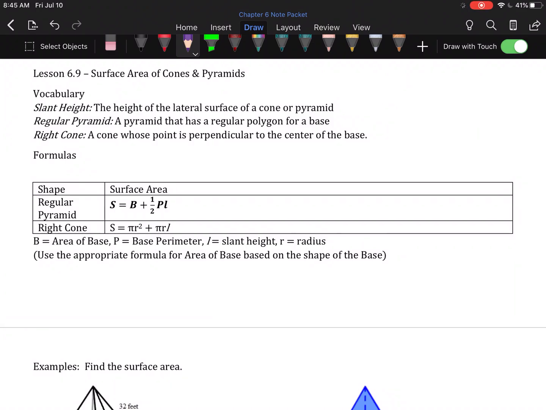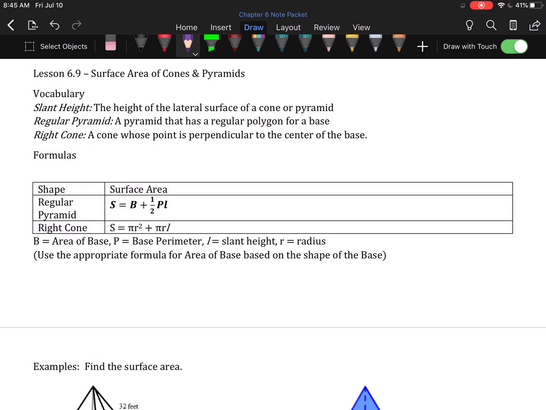Now we'll look at surface area for cones and pyramids. In this section, we need something called slant height, which is the height of the lateral surface of a cone or a pyramid. So it's not the top to bottom height, straight up and down. It is the height from the tip to the base of one of the triangles. That's why it's called slanted. It's slanted along the shape. It is a slant height.